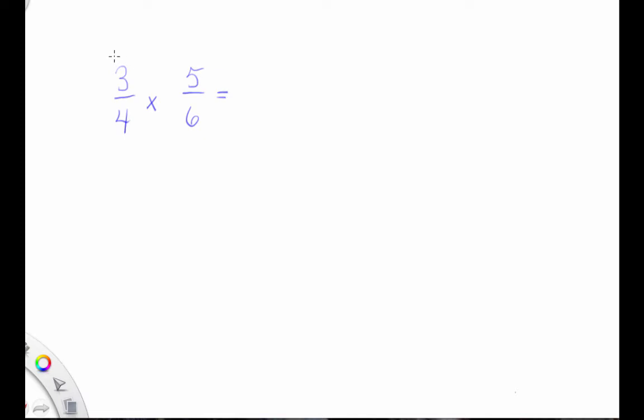So we're just going to do it how I showed you in the first example where we multiplied the numerators first. So we'll multiply 3 times 5 to get 15, and then we'll multiply 4 times 6 to get 24. Now, I know that 15 and 24 are both divisible by 3, so the GCF is 3.